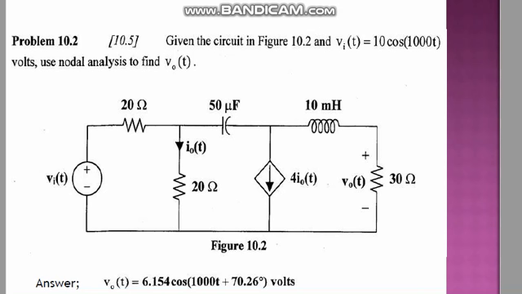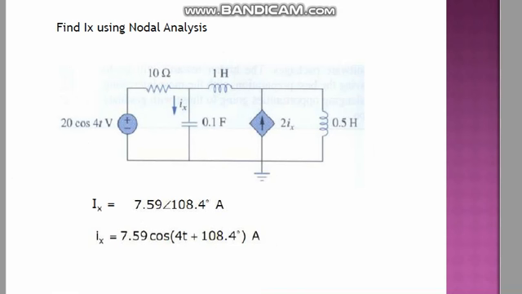And here is the dependent current source. There is a given circuit, and there is a current source given here. You just have to convert it, because 10 millihenry and 50 microfarad are given, so you have to convert them. Then do the mathematics. So, find Ix using nodal analysis.